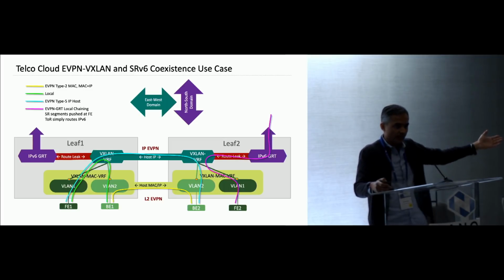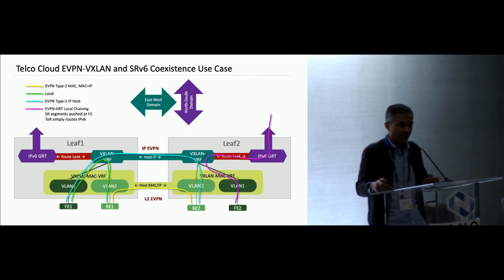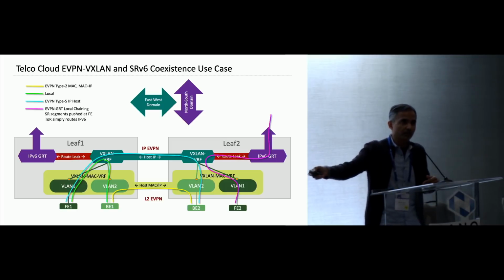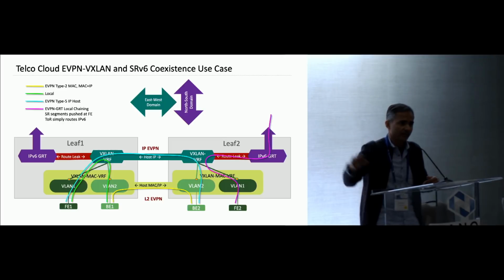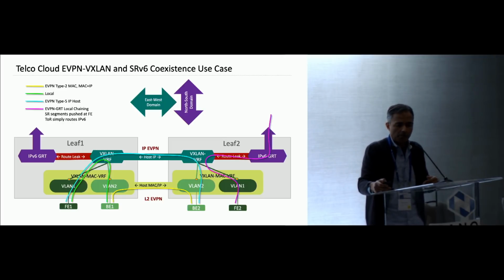The workload asks the controller, hey, tell me which way to go. The controller gives it a segment list, right? And the first hop in that segment list is actually not the ToR. It's maybe the data center gateway, right? So the ToR actually just forwards on IPv6. Right, and same way back.